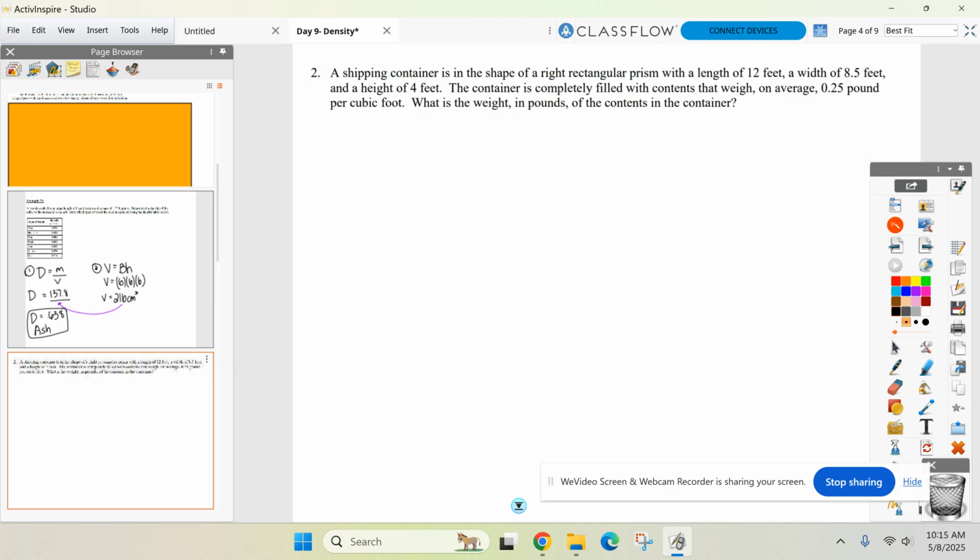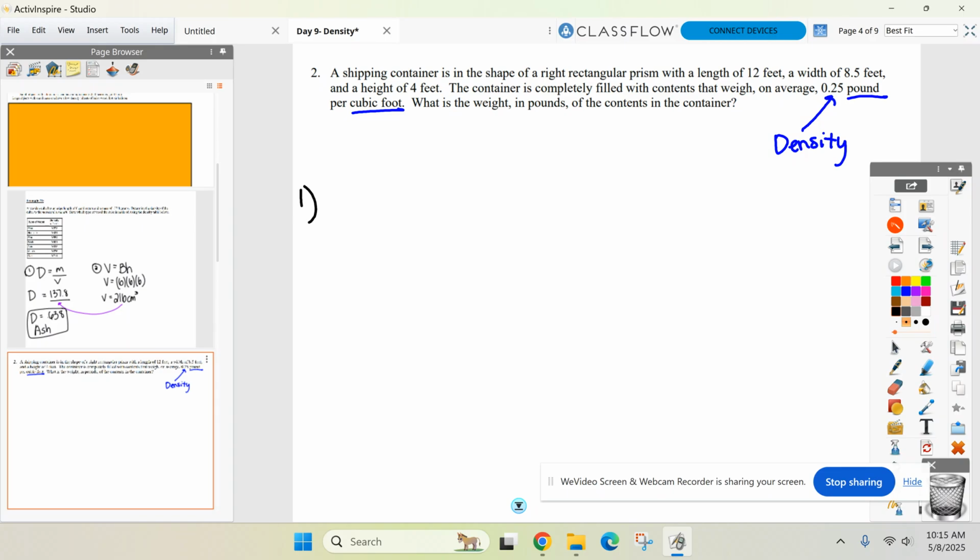Kara, what signals that? On average 0.25 pound per cubic. Ready? Pounds. Mass. Mass, right? Per cubic foot. Cubic foot is volume, right? So everyone see the 0.25 I'm giving you is the density, even though I don't use that term here, because it's in pounds per cubic foot. That is the mass per volume, right? So that is the density.